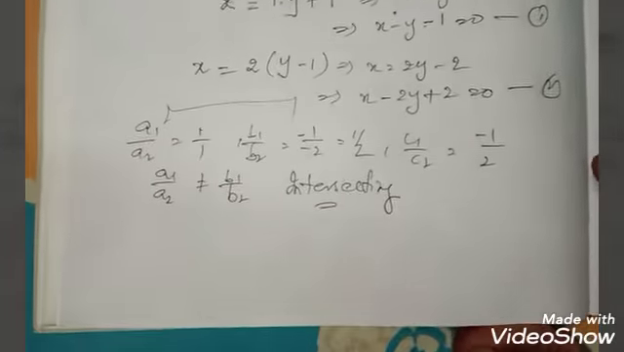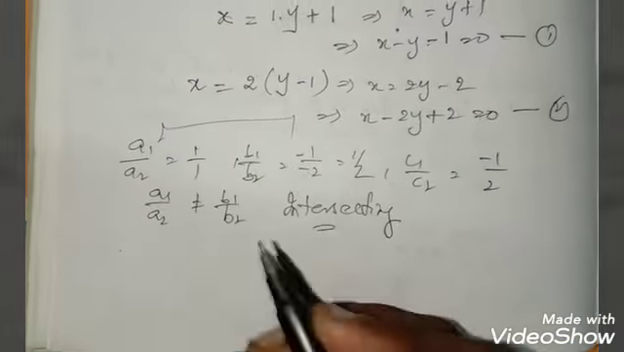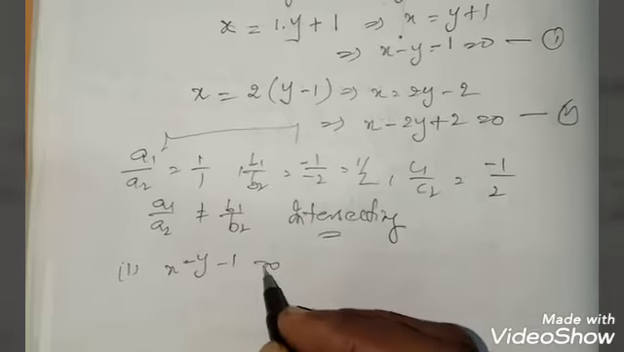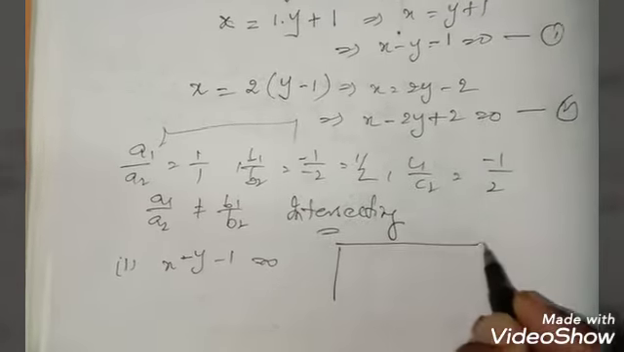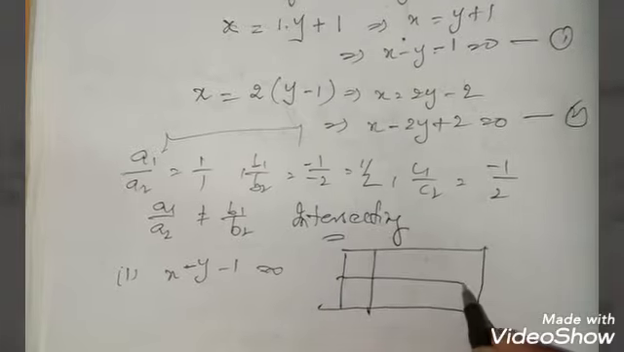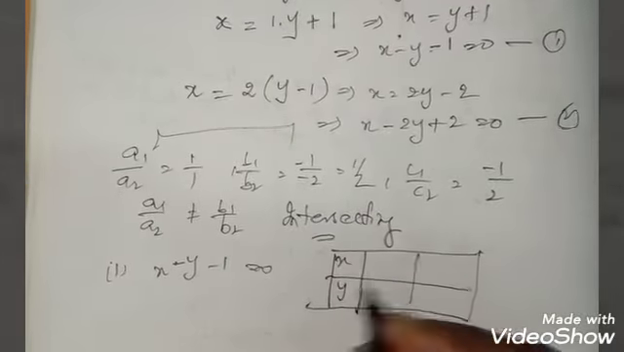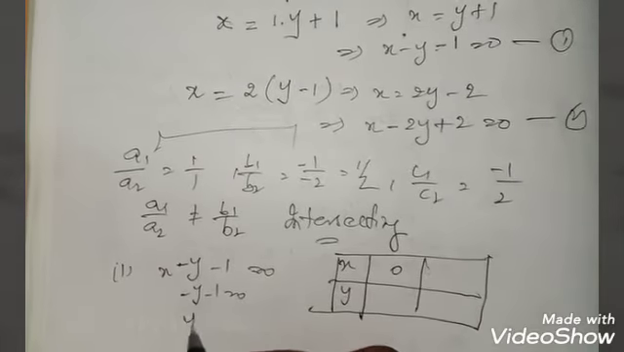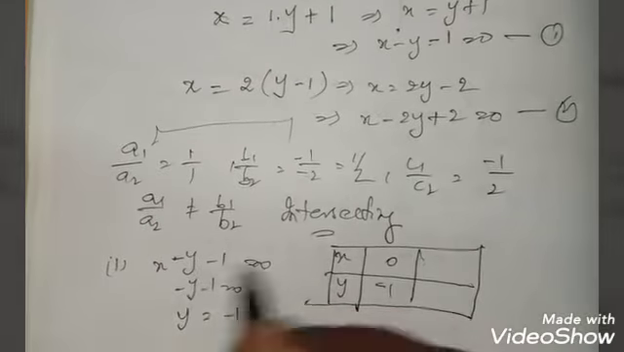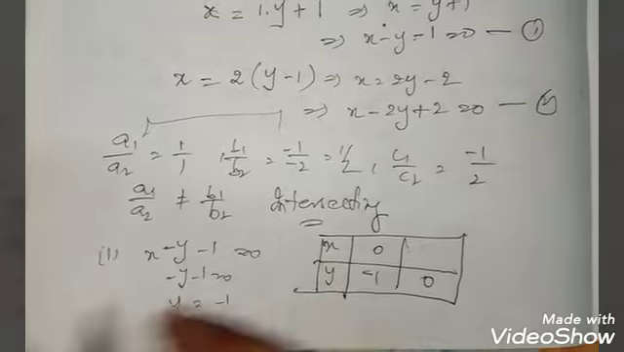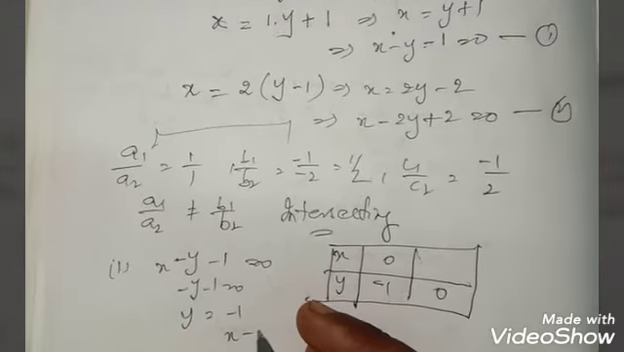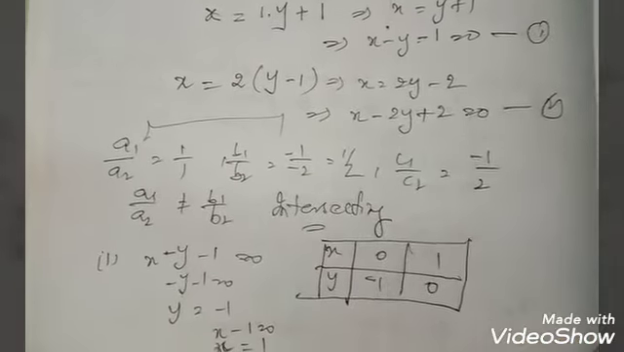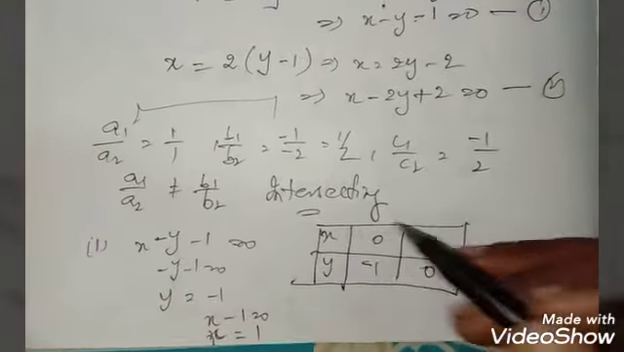So after finding it is intersecting, then you have to find the values of the equation. Now for the first equation, x minus y minus 1 is equal to 0. As we have done yesterday, we are substituting the values x is equal to 0 and y is equal to 0 in this equation, right? Now here x is equal to 0. If I substitute 0, you will get minus y minus 1 equal to 0. So y is equal to minus 1. Now substitute y is equal to 0 in this. You will get x minus 1 equal to 0, means x is equal to 1. So like this we are finding the values of the first equation.